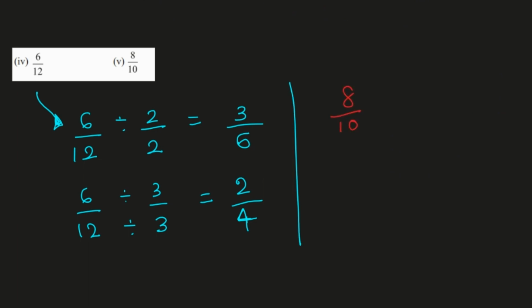8 upon 10, where I can divide both the numerator and the denominator by 2. So 8 divided by 2, it's 4. And 10 divided by 2, it's 5. Great. And then let's write it again. Here I divide both the numerator and the denominator by 4. 8 divided by 4, 2. Here, not 4. 4 doesn't work here because 10 divided by 4, you won't get a whole number.